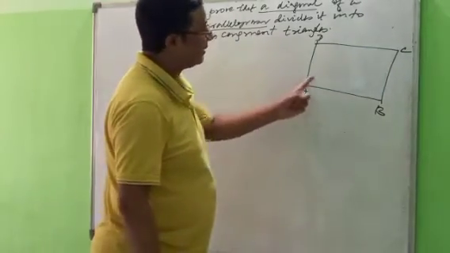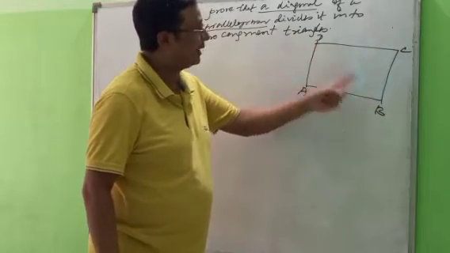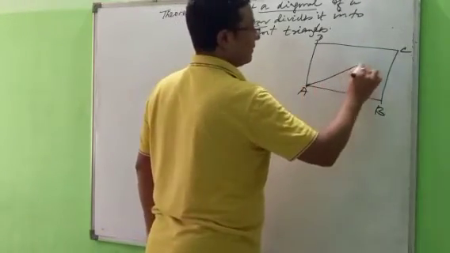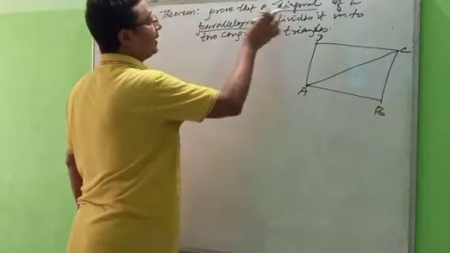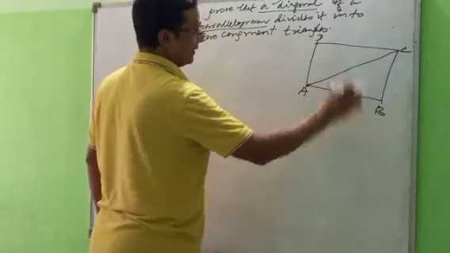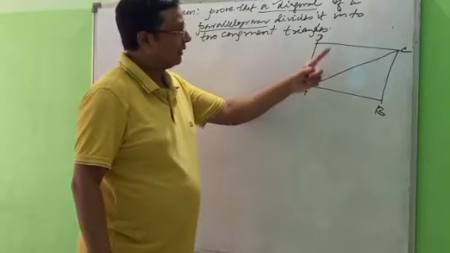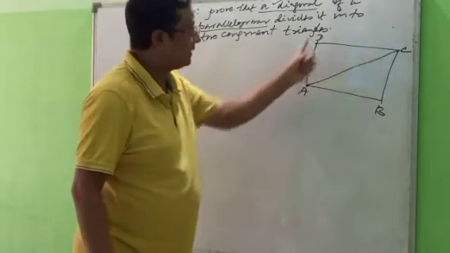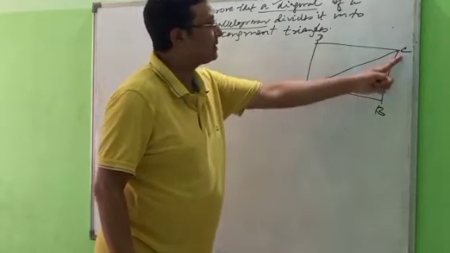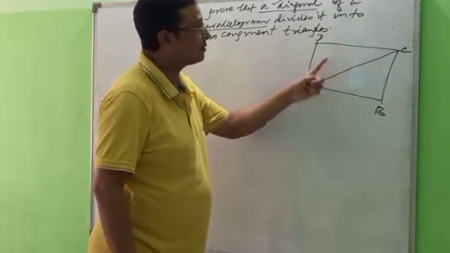You may join either A and C to get the diagonal AC, or you may join B and D to get the diagonal BD. Let us join AC. So they have given a single diagonal; you have joined AC to get the diagonal AC. Now they have said this diagonal AC should divide this parallelogram ABCD into two congruent triangles. That means you will make triangle ABC congruent to triangle CDA. So you will make these two triangles congruent.